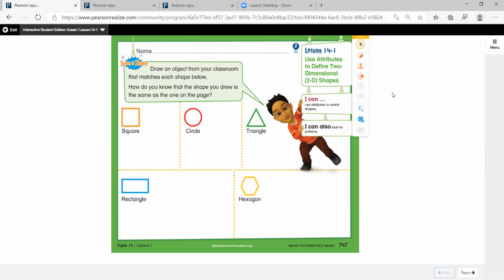Go ahead and pause the video. You can take your packet and go look around. Try and find something that matches each shape.